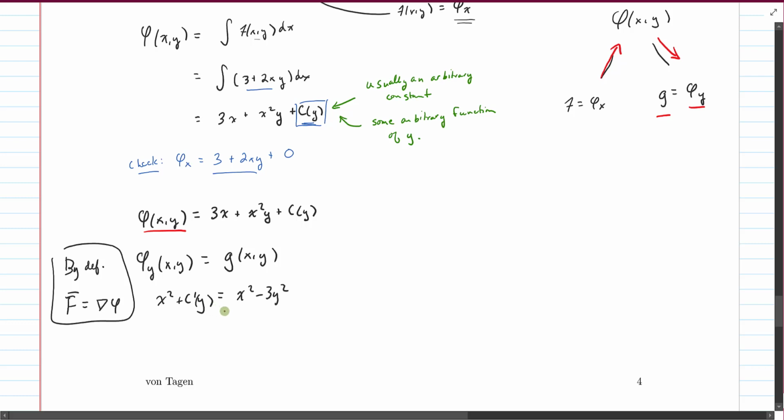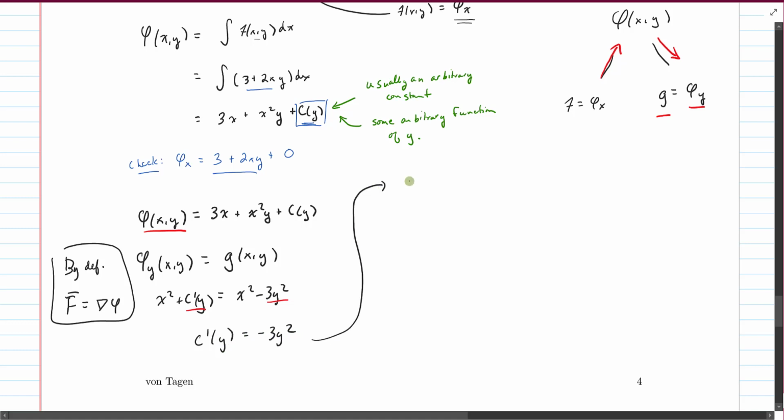And so now we can make a positioning argument. We notice that the x squared terms depend on x's and y's, but the c prime of y must depend only on y, and so the terms inside of g of x y that depend only on y must be equivalent to our c prime of y. So we set these two equal to each other, giving us a new equation here. C prime of y is equal to minus 3y squared.